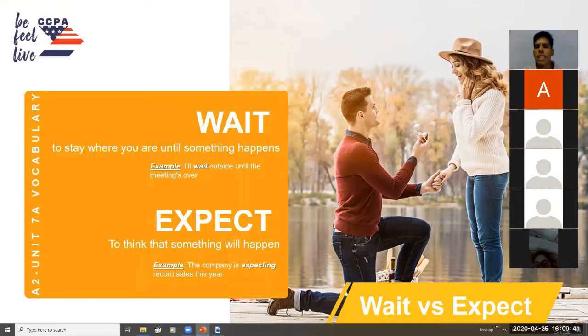So by taking a look at the picture, do we wait for the couple to get married or do we expect them to get married? What do you think?